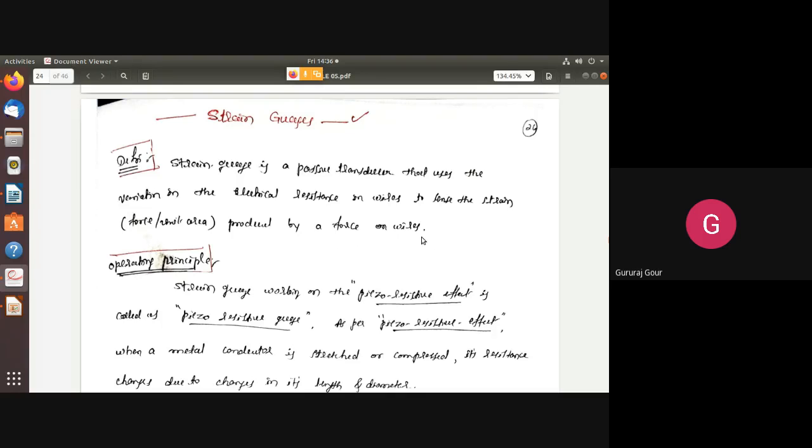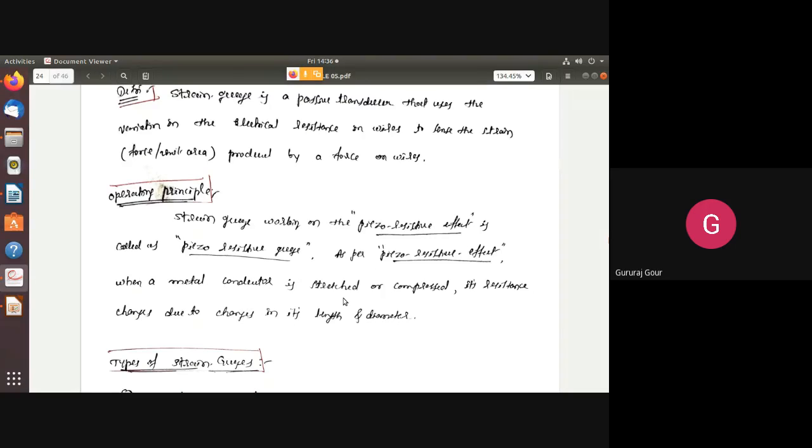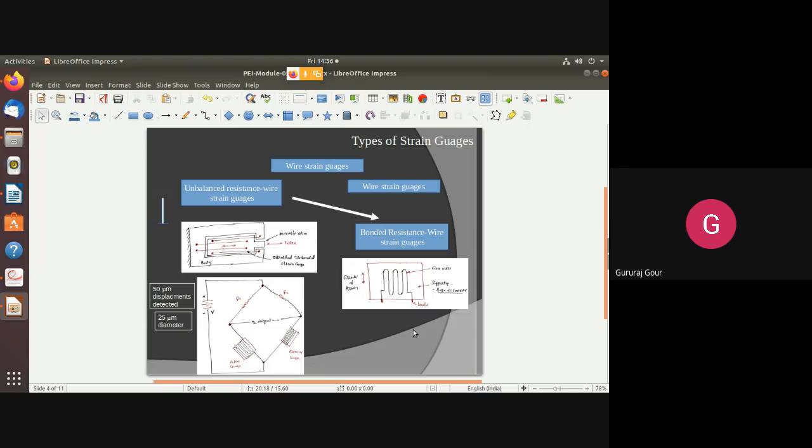That's what it is. So this is the main operating principle. When a metal conductor is either stretched or compressed, its resistance changes due to changes in its length and diameter. That's what I have been discussing so far. This is known as the piezoresistive effect. The operating principle of the strain gauge is known as the piezoresistive effect.